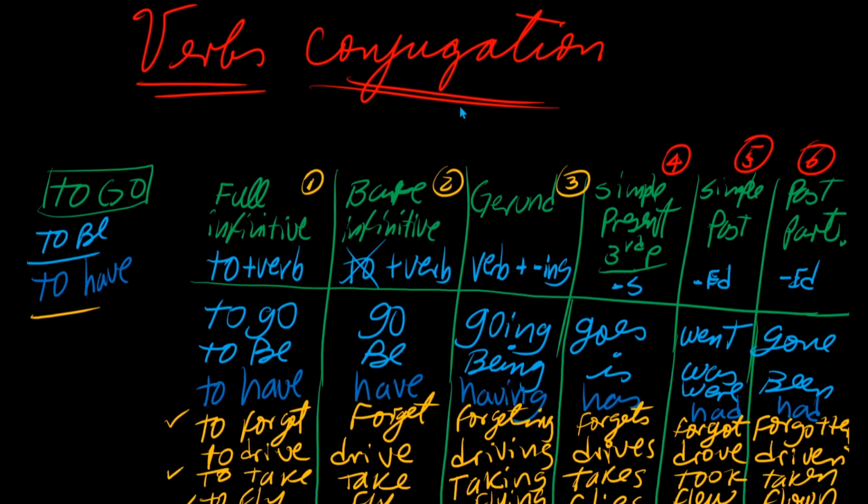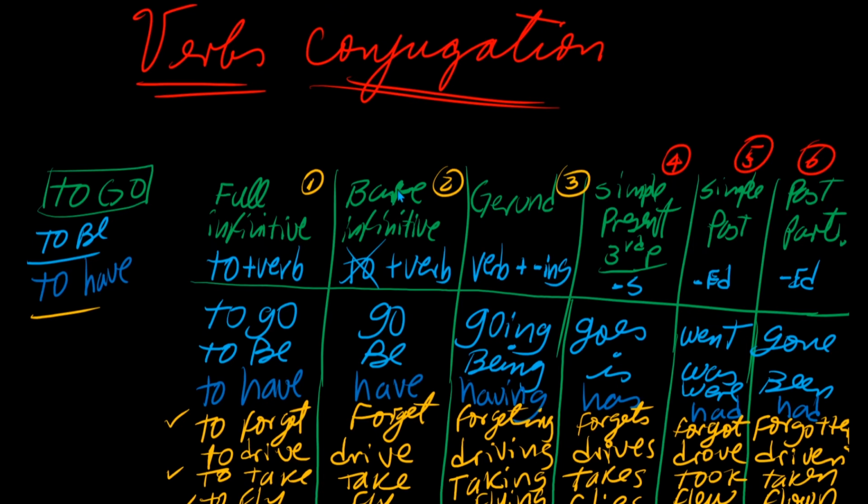You should know so far conjugation number 4, 5, and 6, which is when you have the simple present, for example, for the third person, when you add the es or the s, the simple past when you add the ed or the irregular form, and the past participle when you add the ed or also the irregular form. Additional to that, you have the full infinitive. What's the full infinitive? Full infinitive is when you have to plus the verb.